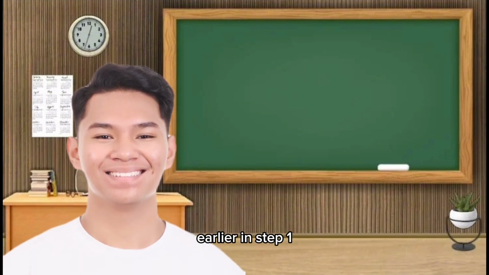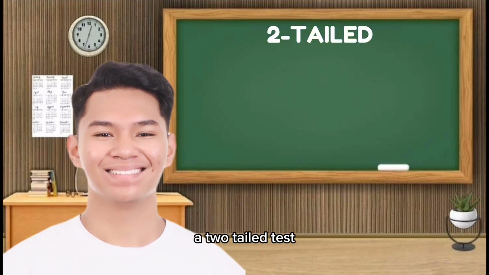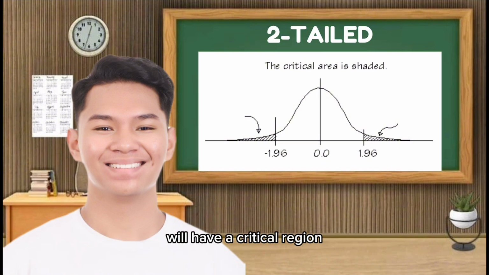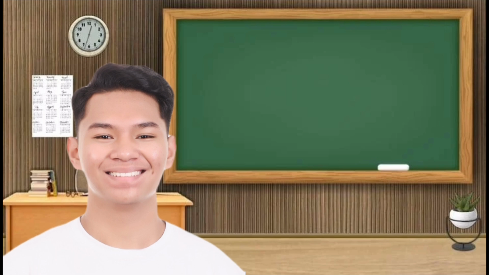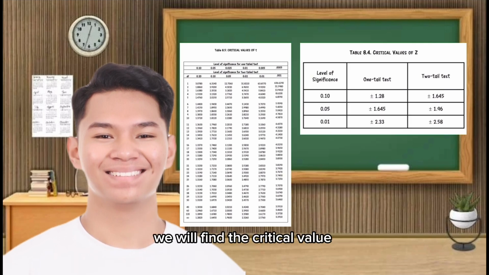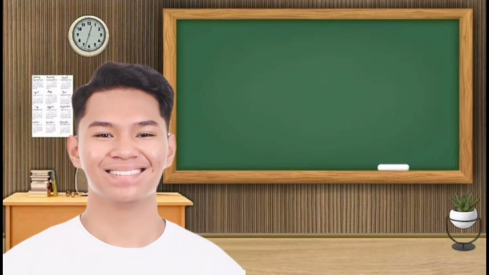Earlier in step 1, we identified that our problem was a two-tail test, which indicates that both tails of our normal curve will have a critical region, with a negative and a positive value. Using one of the Z and T test tables, we will find the critical value. In our case, we will use the z-test.